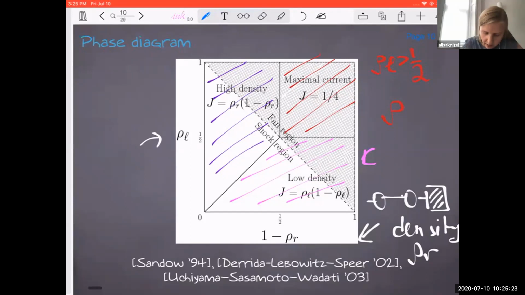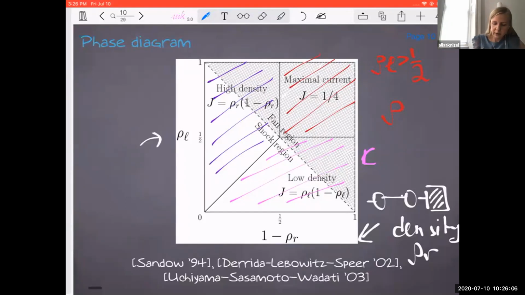And now the high density phase can be obtained by the hole particle duality for the system, or by the same type of explanation, saying that now on the right, if 1 minus rho R is small, it means that we are removing particles at a fast pace from the system. And the whole current in the bulk is dictated by the behavior at the right end, and now it is equal to rho R times 1 minus rho R.